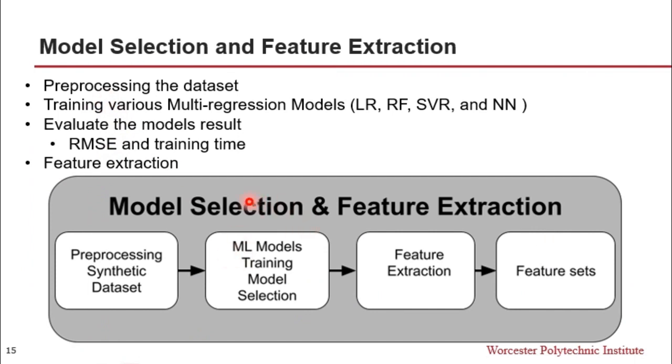Our first step after generating the data was pre-processing the synthetic data, as I mentioned before. But we wanted to know which type of machine learning model would have the best training result. Therefore, we used several multi-regression models, and we evaluated these models based on their average root mean square error in prediction of those 6 values, and also the training time. After this, we selected the best model with the lowest RMSE and lowest training time, which was random forest.